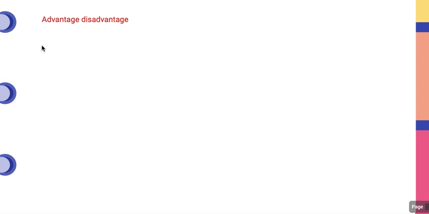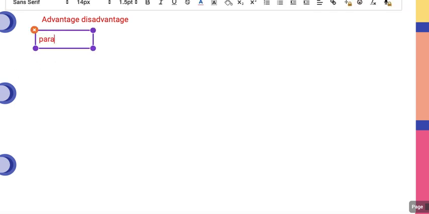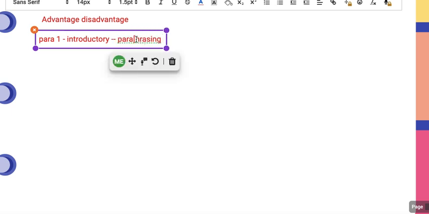Advantage-disadvantage essay. We shall always start with the introductory paragraph and paraphrasing. Paraphrasing is basically restating the words in the question in your own words. That's exactly paraphrasing. And then you just answer the question.